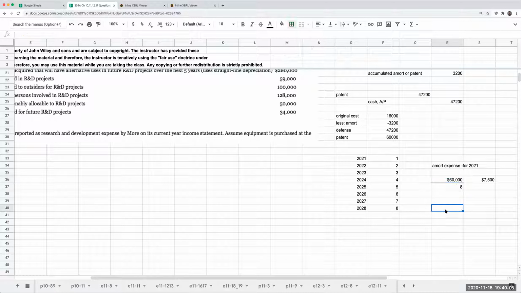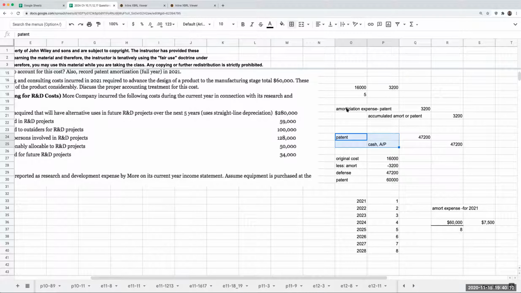In terms of recording this, it would just be the same. I would just be going over here, amortization expense, accumulated amortization. This would be 2021. This is going to be 2020.